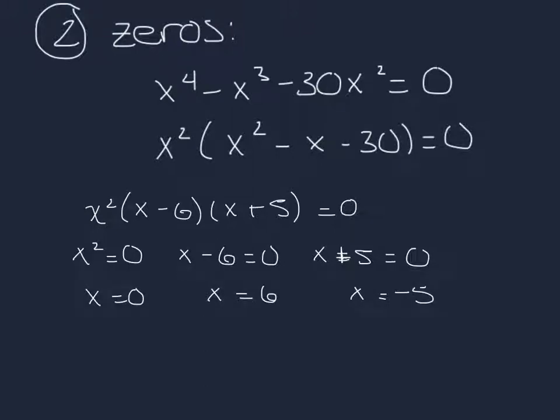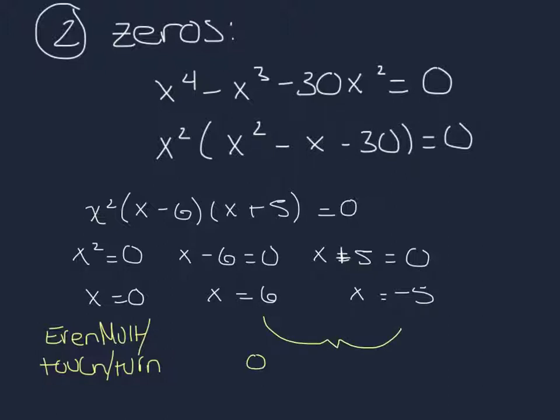So what is the multiplicity at 0? How many times did I have that solution? Look here, be careful. It's even. I had it there 2 times because of this. So this is even multiplicity, which means that we're going to touch and turn. These other two have odd multiplicity. They only occur there once. So these have odd multiplicity, and that means we cross at those particular points.